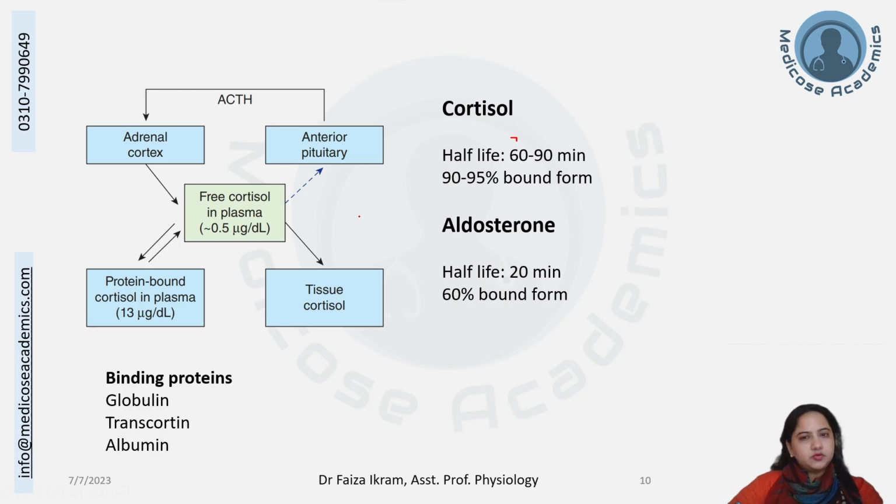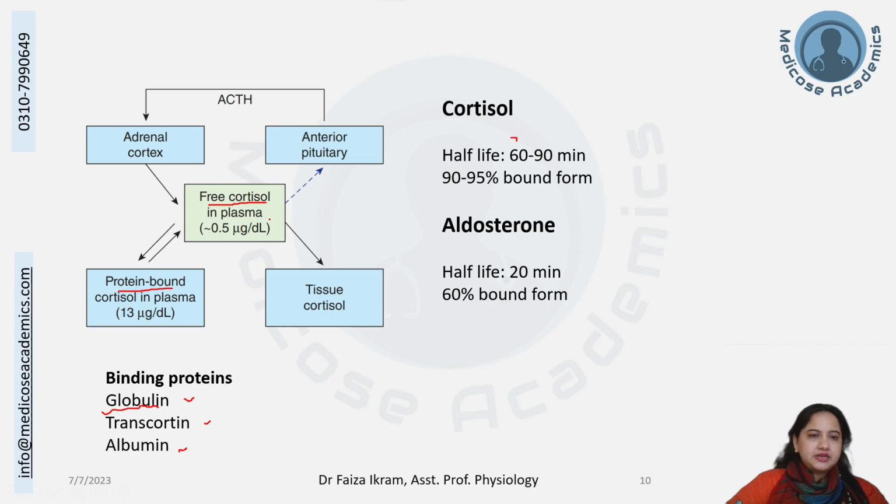Steroid hormones are lipid soluble. These cannot be dissolved in the plasma. So to move across the blood, they need to have a carrier with them, which are the plasma proteins, mostly globulins, some transportin, and a little bit of albumin. Most importantly, globulins. So in the blood, you will find both the free cortisol and protein-bound cortisol.